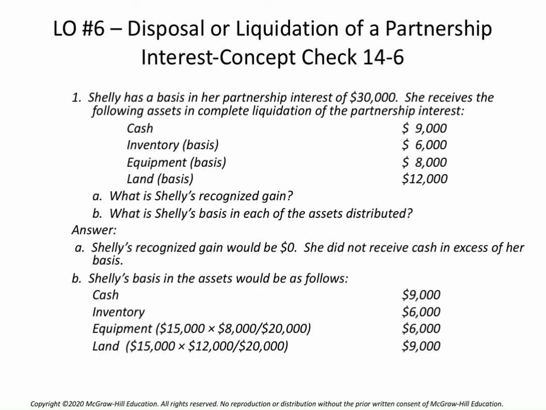So we would have 9,000 basis in cash, 6,000 in inventory, which are calculated for the basis in the partnership interest first. So those are going to be the same. And then we're going to have new basis of 6,000 for the equipment in the partner's hands, and new basis of 9,000 for the land in the partner's hands.